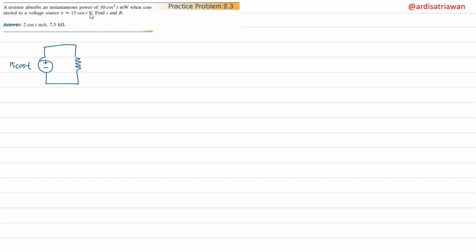And we have the power here. The power of this resistor is 30 cosine squared t milliwatt. Okay, now let's see what we are asked to find. The first one is I.